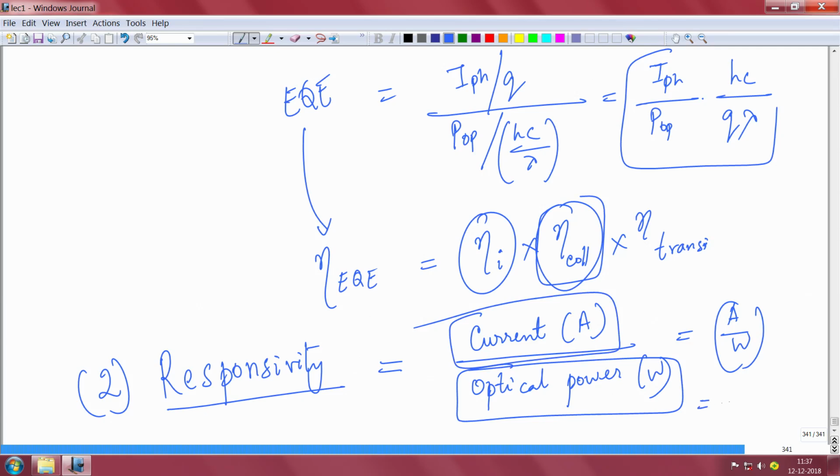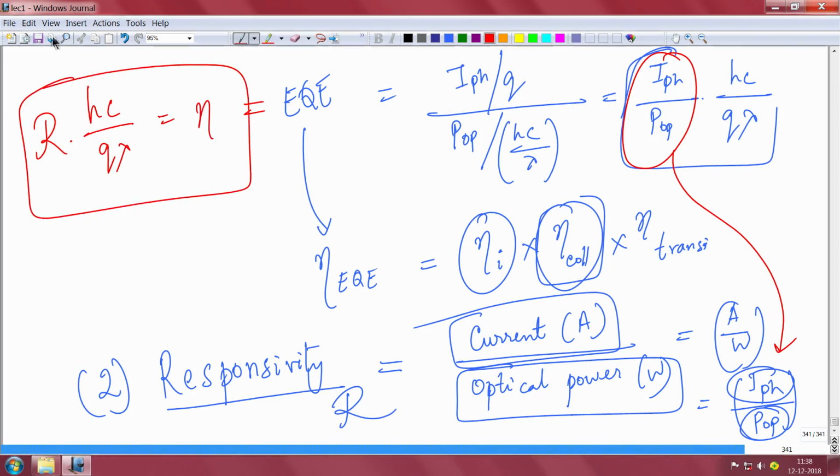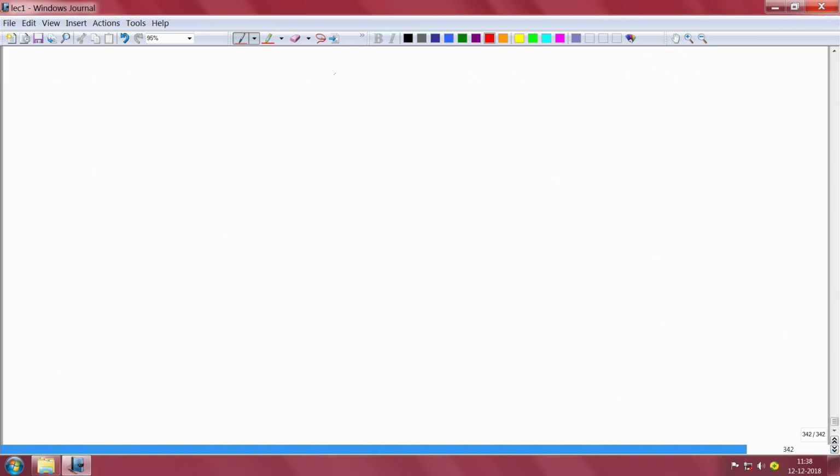This is the photocurrent that you are measuring divided by the input optical power that you are giving, and responsivity is represented by a stylish symbol R. If you recall, this quantity in external efficiency is actually this responsivity. So can I write that EQE is responsivity times hc by q lambda? I can write that, right. So let me write here: responsivity times hc by q lambda equals external quantum efficiency.